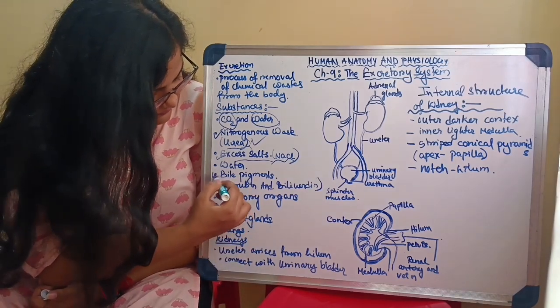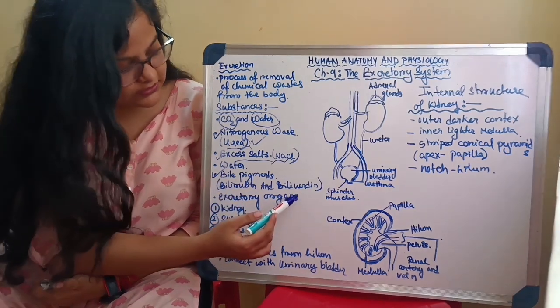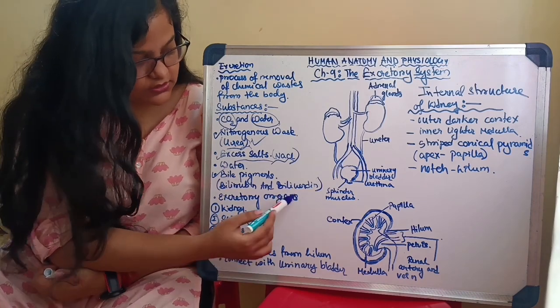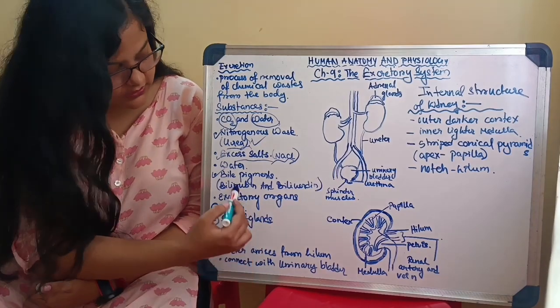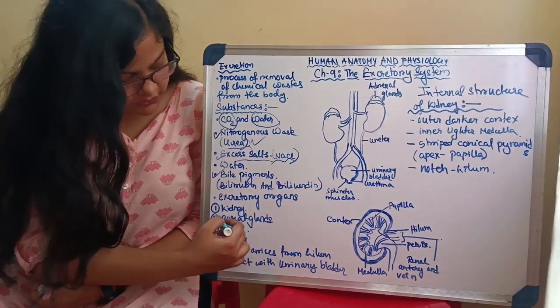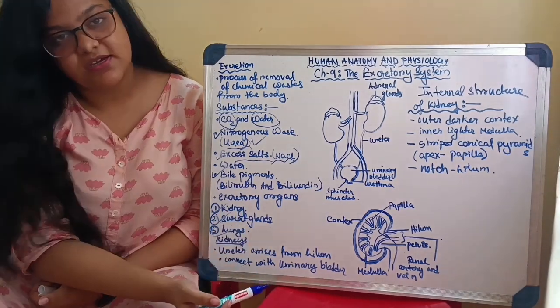Next comes the bile pigment. Bile pigments like bilirubin and biliverdin, that are produced in the liver and stored in the gallbladder, are also not necessary for the body. So they have to be removed. Now for these excretions, there are three possible ways. Those are the kidney, the sweat glands and the lungs, right?